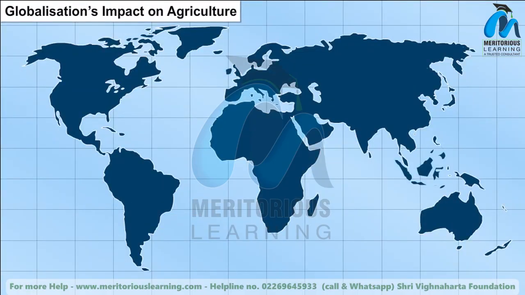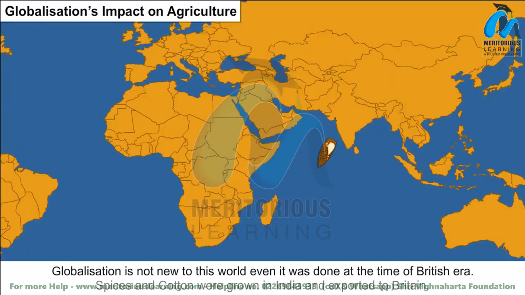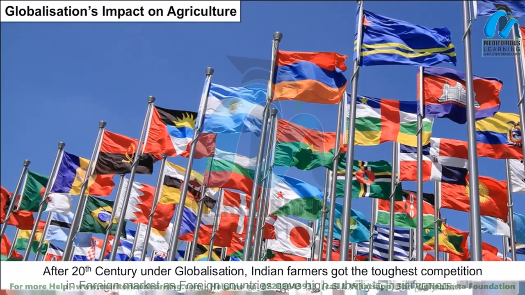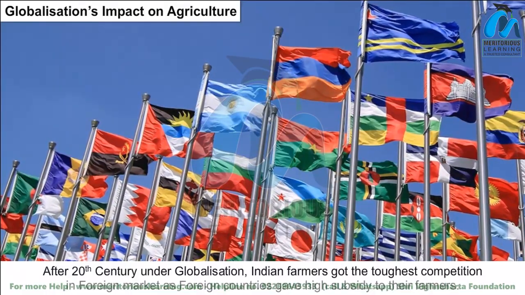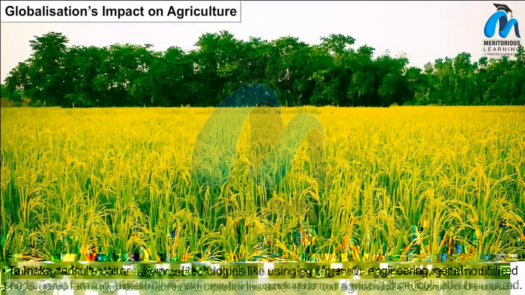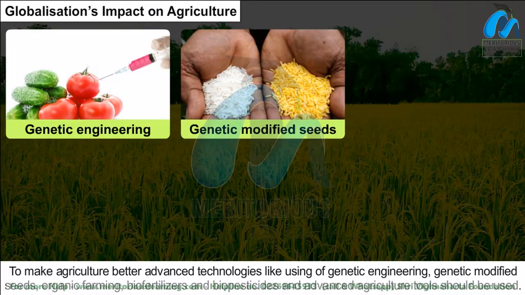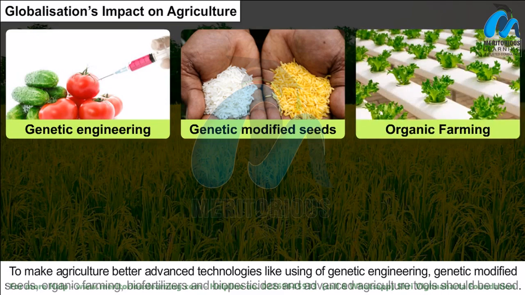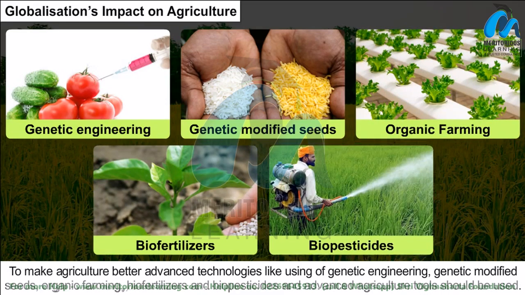Globalization's impact on agriculture. Globalization is not new to this world. Even it was done at the time of British era. Spices and cotton were grown in India and exported to Britain. After 20th century under globalization, Indian farmers got the toughest competition in foreign market as foreign countries gave high subsidy to their farmers. To make agriculture better, advanced technologies like genetic engineering, genetically modified seeds, organic farming, biofertilizers, and biopesticides are used.